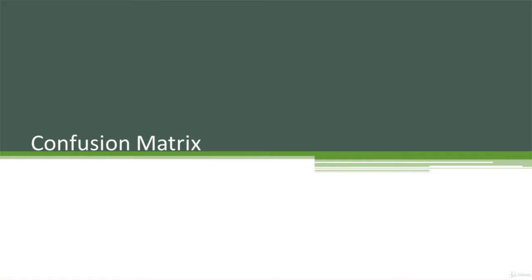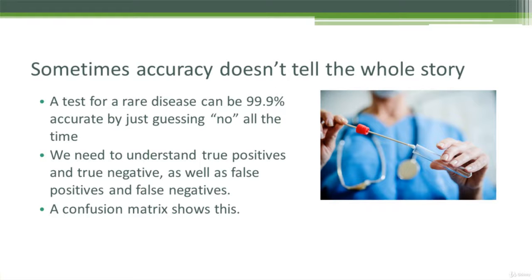Something you might encounter is the concept of confusion matrices. So let's dive into what those are all about. What's a confusion matrix for? Well, the thing is, sometimes accuracy doesn't tell the whole story, and a confusion matrix can help you understand the more nuanced results of your model.